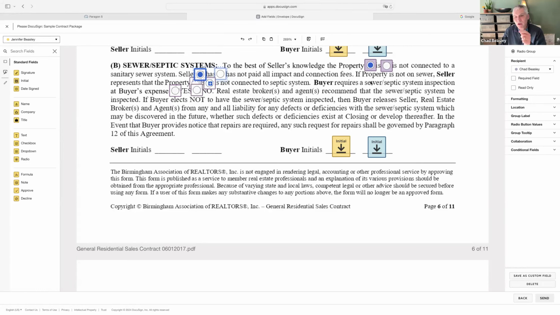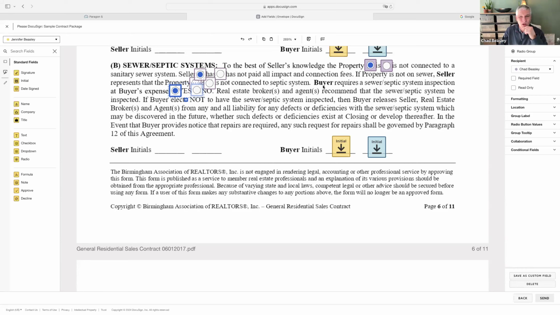And then the buyer requires a sewer/septic system inspection at buyer's expense. And you can say yes or no. Let's say we're doing yes. I see that more in, let's say, Homewood or Vestavia, older houses that maybe have the old clay sewer pipe that goes from the house to the street, and somebody wants to run the camera and make sure that's clear. But I do see it sometimes on newer stuff too.